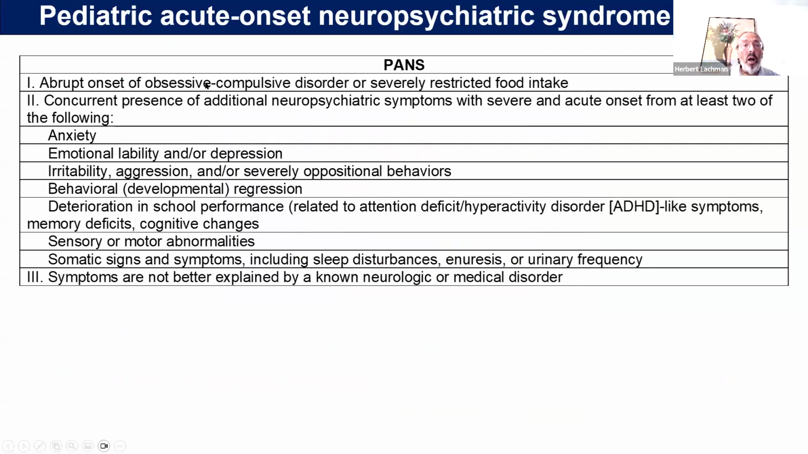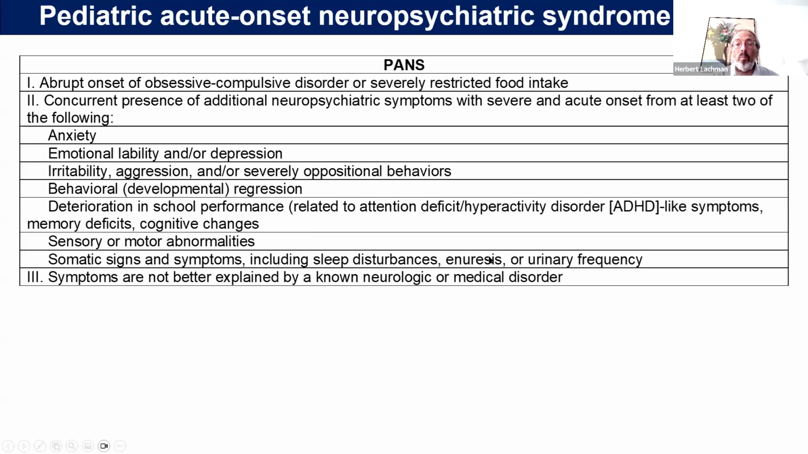Now, PANS is a clinical diagnosis based on criteria established by experts in the field. Kids have to have the acute onset of OCD and or restricted food intake, plus 2 or more of these symptoms: anxiety, emotional lability, irritability, aggression, very aggressive behavior, severely oppositional behavior, and developmental regression. These kids begin to perform poorly in school. They forget how to do math. They forget how to draw. So it's a very, very disturbing set of symptoms.